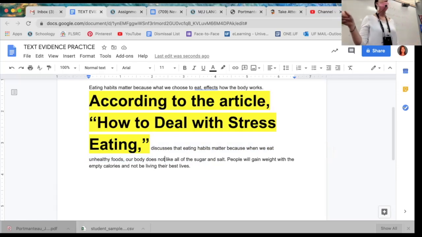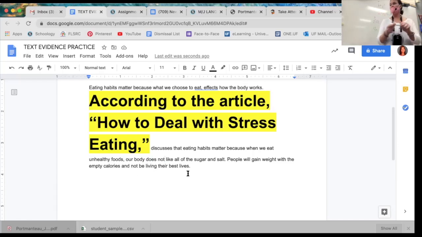Now, if you notice, I didn't copy paste. Let me say that one more time so y'all get it. I did not copy paste. I took the information from the article and I put it in my own words. That's called paraphrasing. That's what you should do every time. You do not copy paste. Put it in your own words. I'm still saying the same thing as they said. I just put it in a little bit more Miss Woods terms, okay? People will gain weight with empty calories and not be living their best lives.